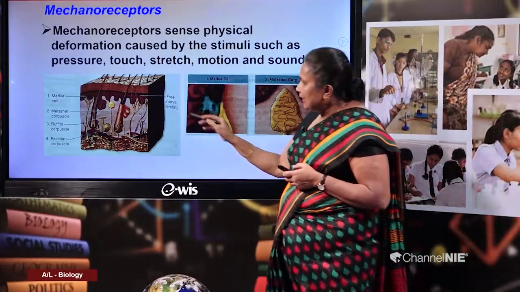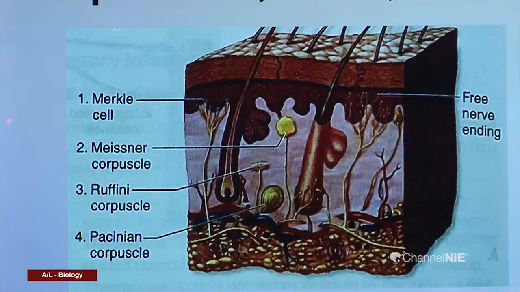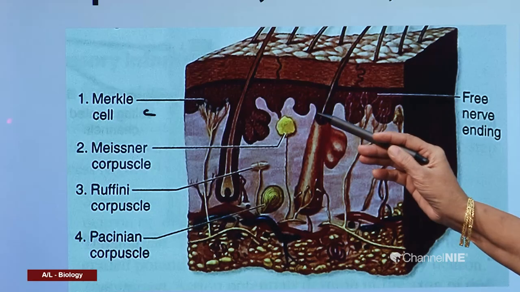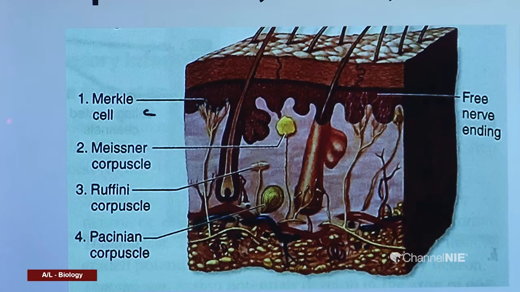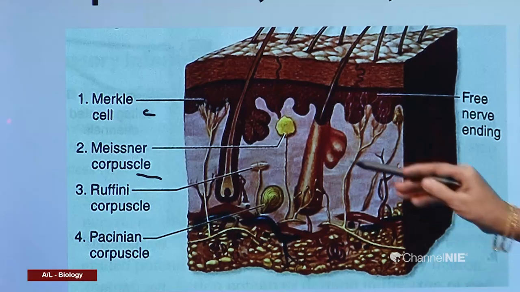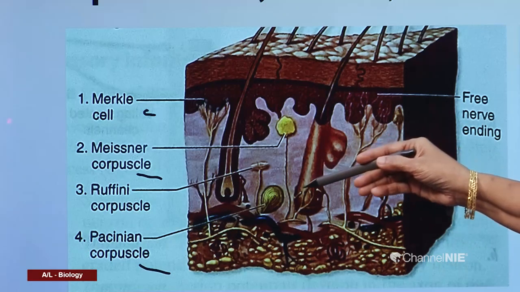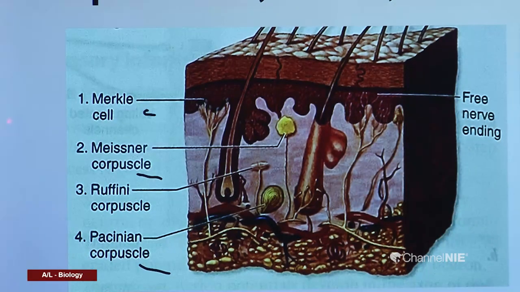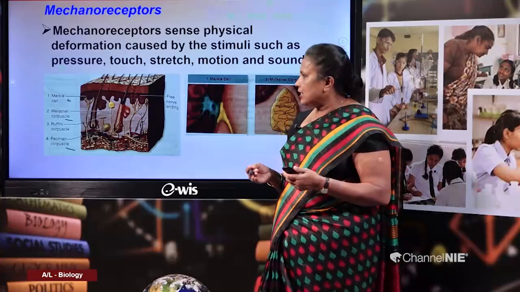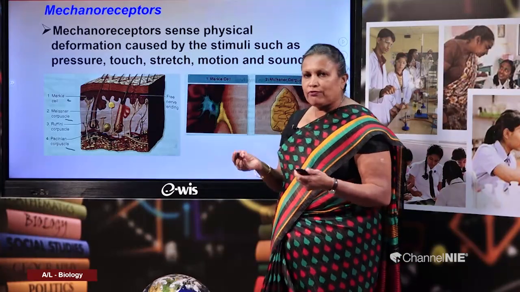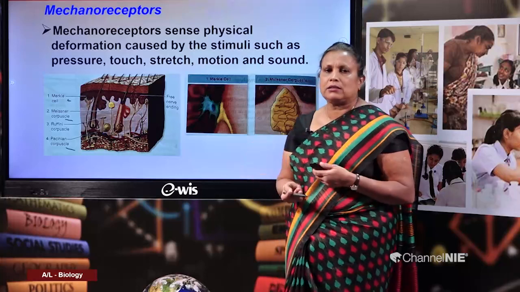Among these, you can see here, it says Merkel discs, or it says Merkel cells, which are present very close to the epidermis. Then we have Meissner's corpuscles. Then we have the Pacinian corpuscles, which are found in a little deeper region of the skin. So, just identify the places where you can see each of these sensory structures in the skin.